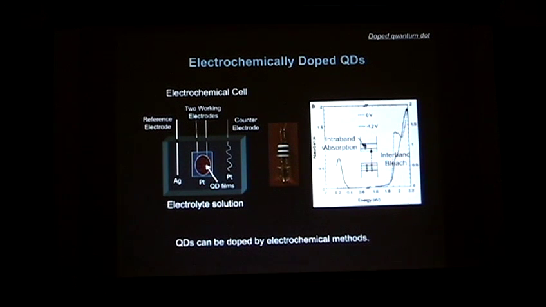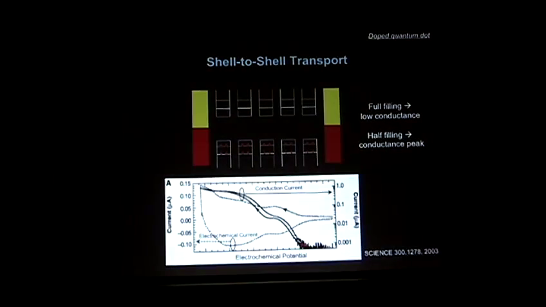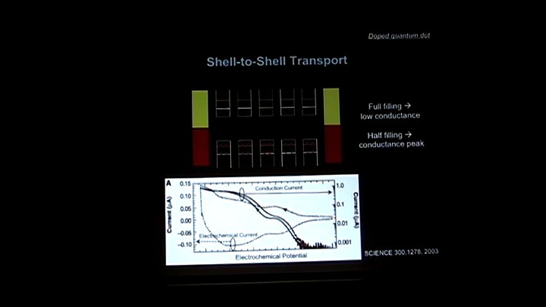You can see that the interband transition is bleached because this transition is not allowed anymore if you put the electrons into the conduction band. You can also see an intraband absorption induced by the extra electron in the quantum dots. And our main purpose in doing this is to study the conductance.